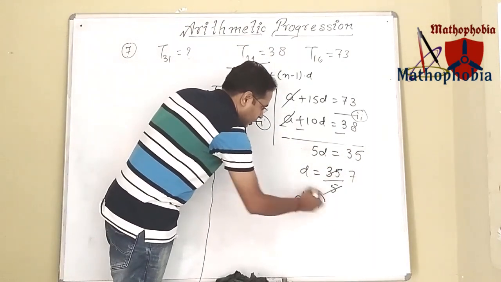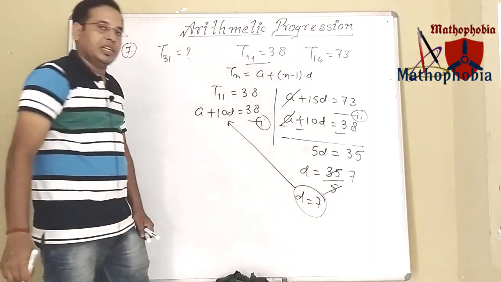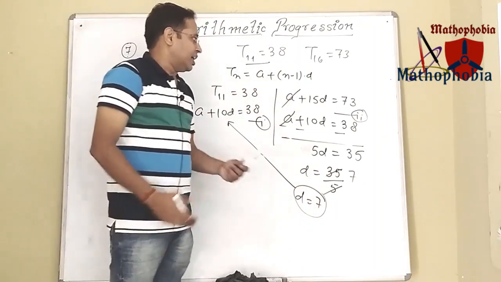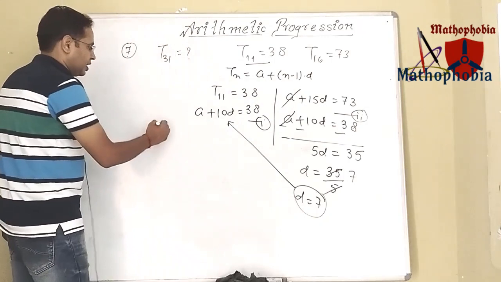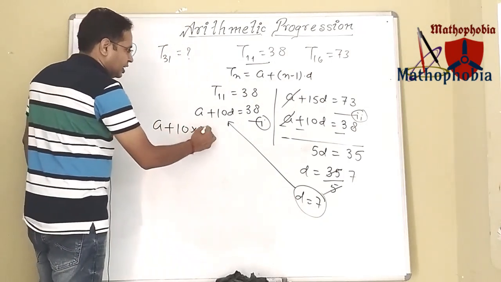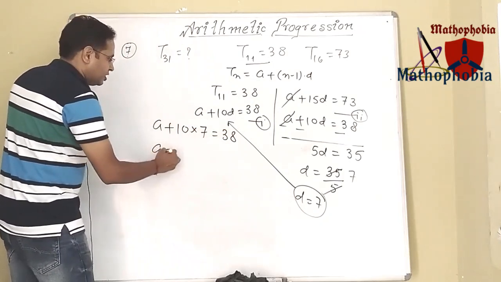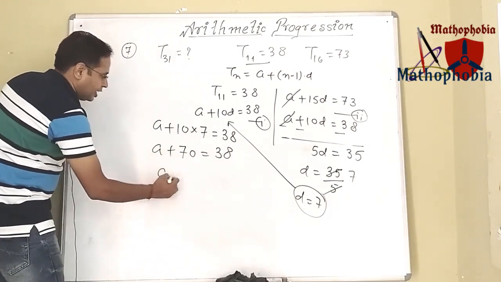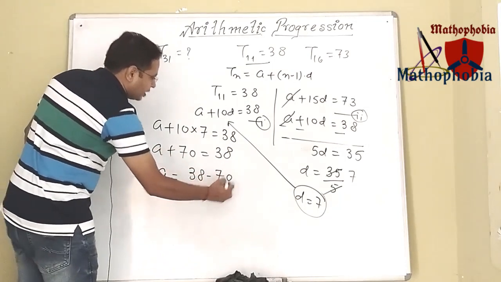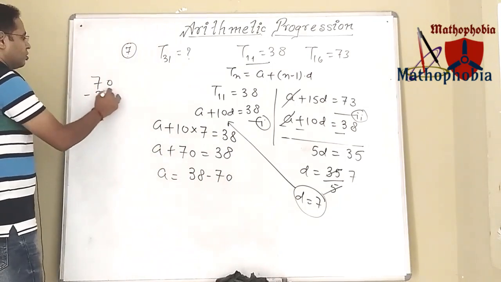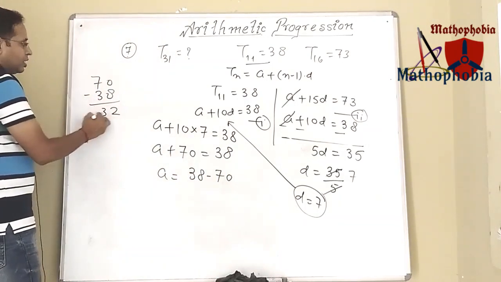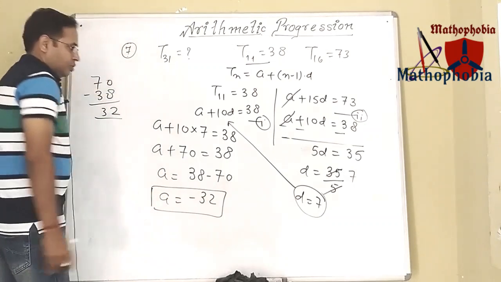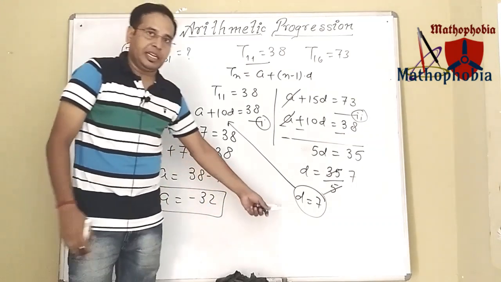d equals to 7. If I put the value of d is equals to 7 to get the value of a, ठीक है, चाहे इस पे रख दो, in either of the two equations you can place the value of d to get the value of a. Suppose I am putting here, so I'll get a plus 10 into d, d is 7, equals to 38. So a plus 70 equals to 38. So a is equals to 38 minus 70. तो 70 में 38 minus करो, so you'll get 32. a is equals to minus 32. So we have got the values of a and d. a is minus 32 and d is 7.